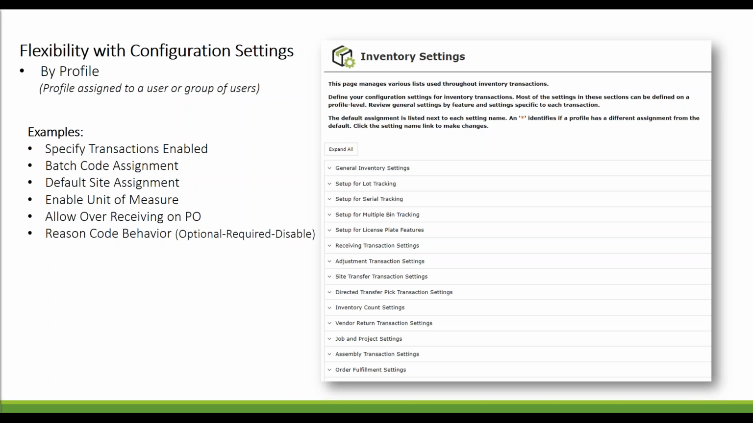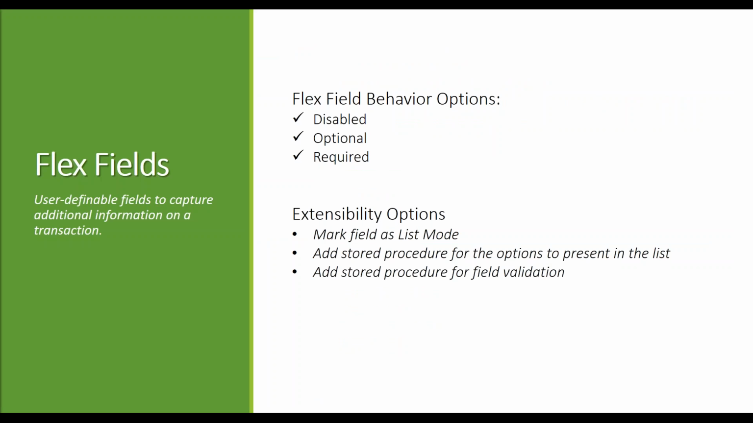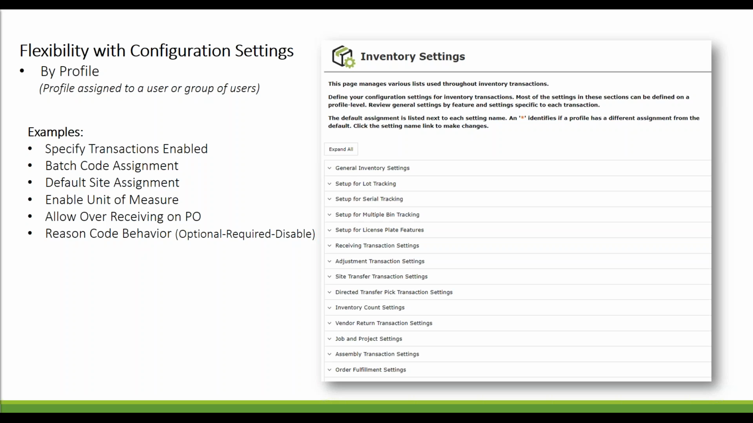So a couple of the key features I want to be talking about with you today in our system, first of all, is the flexibility of configuration settings. We have lots of different settings that you can tailor the application to be used based on how you want to set up and how your business processes work. So a couple examples is you can specify which transactions are enabled for each user. You can assign batch code assignments to update when transactions are created back into GP. You can control those batch code assignments. We can set site defaults, set bin defaults, as well as enable the unit of measure fields.